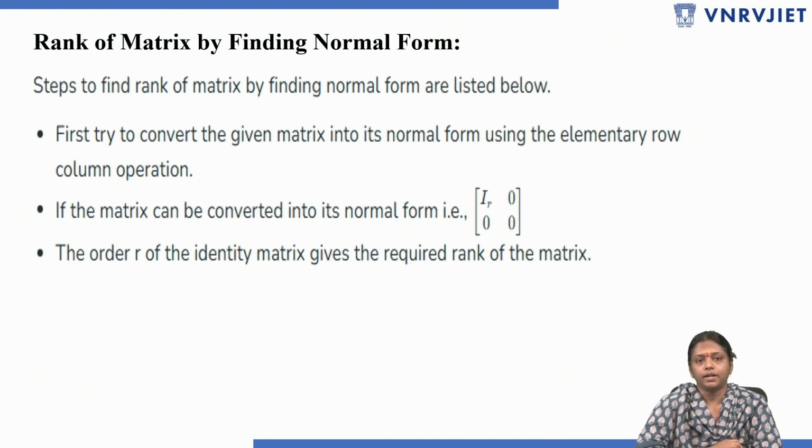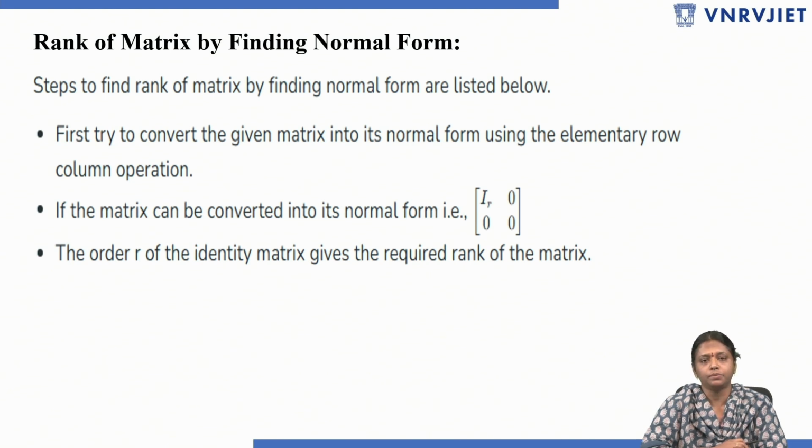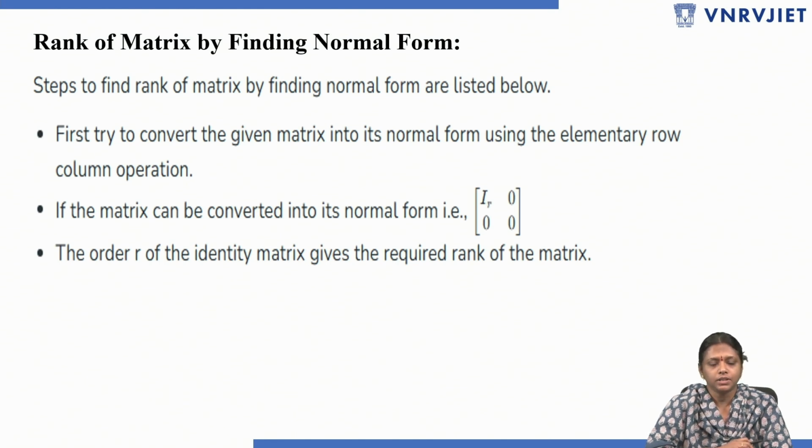Here the order of the matrix may be 4 by 4, 4 by 5 or 5 by 5, whatever the order of the matrix. We need to convert that matrix into normal form by implementing some operations. As in previous videos we discussed elementary row and elementary column transformations, here in normal form we will be using both row as well as column transformations.